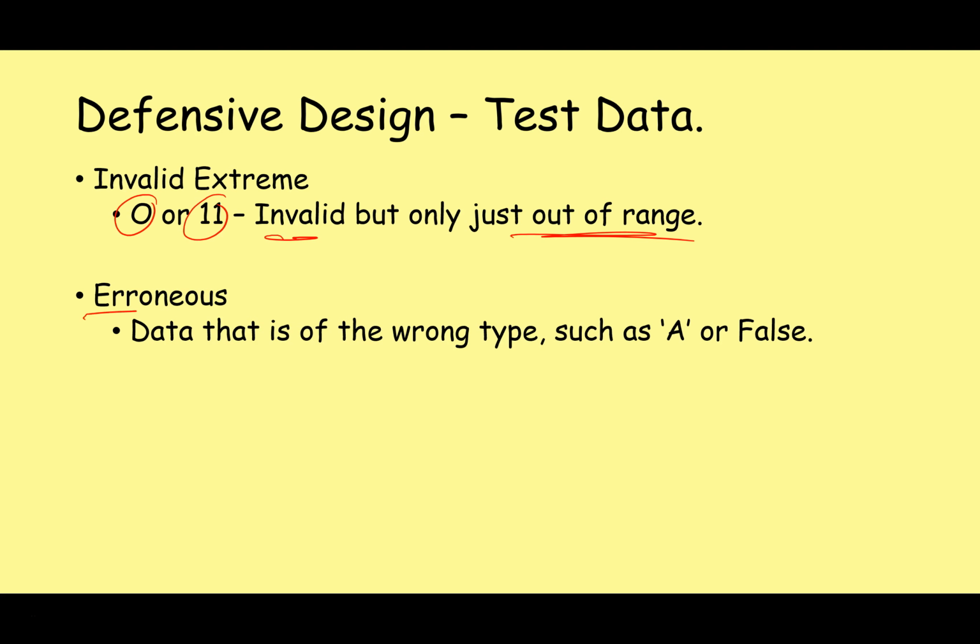And erroneous data, well, that's data that's just completely wrong, such as a text string like A or hello, or a Boolean value like false or true. Data that just should be completely rejected straight away.